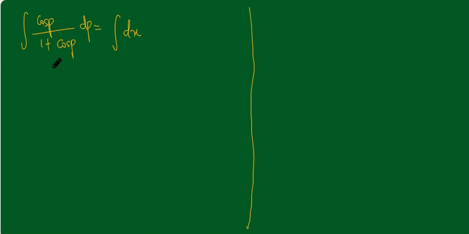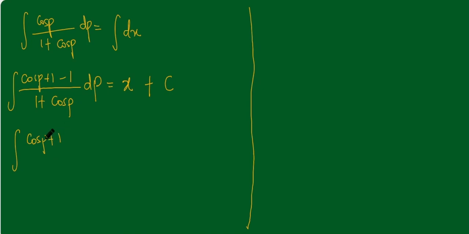We can rewrite the numerator of the left-hand side as the integral of cos p plus 1 minus 1 divided by 1 plus cos p dp is equal to, let's evaluate the integral on the right-hand side. When we integrate 1 with respect to x, we have x. Then let's just add our arbitrary constant c. So that's working rule 3. So this becomes the integral of cos p plus 1 divided by cos p plus 1 minus 1 divided by cos p plus 1 dp is equal to x plus c.